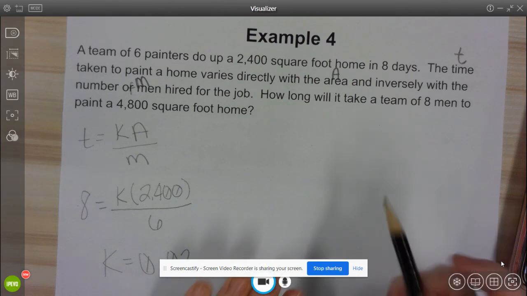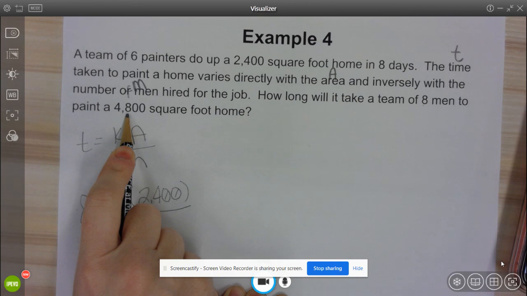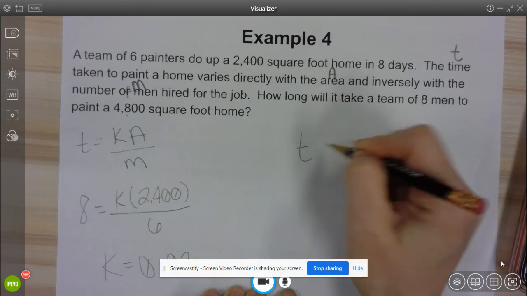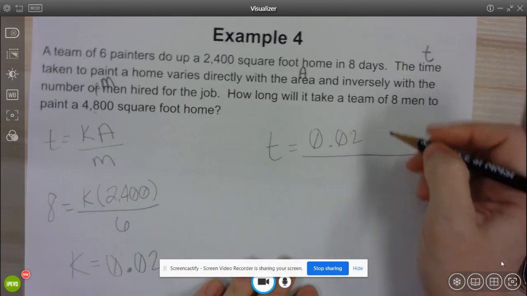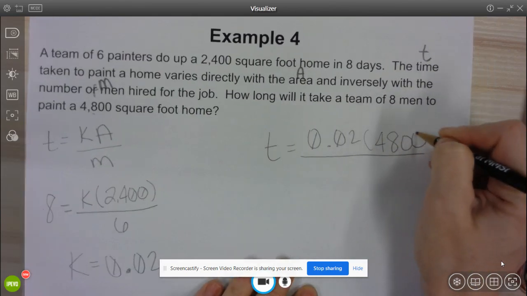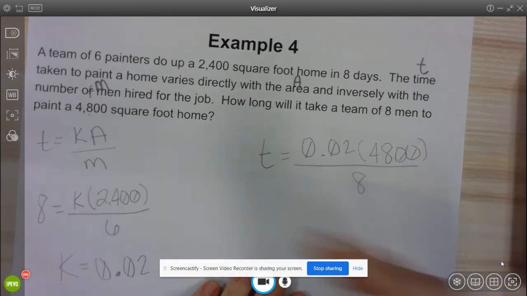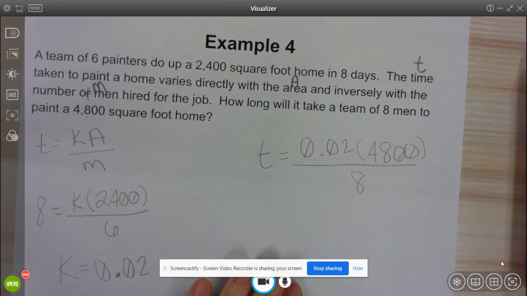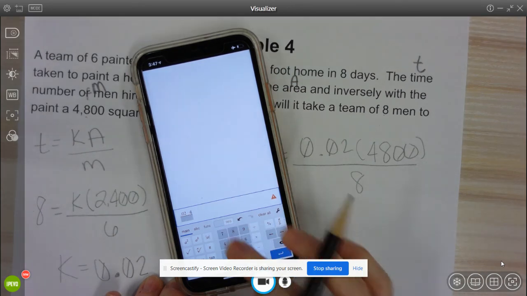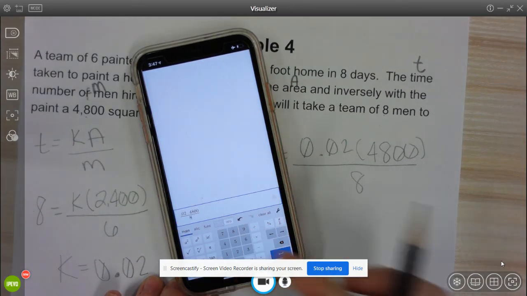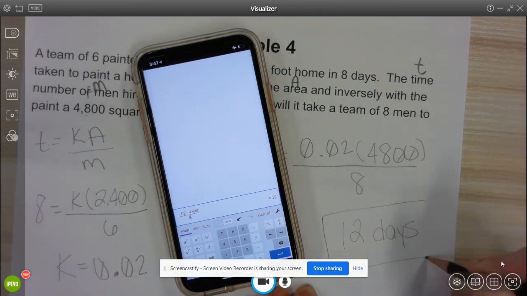So now I'm increasing it to 8 men for 4,800 square feet, and our goal is to find the time. So I've just substituted in 8 men and 4,800 square feet. 0.02 times 4,800 square feet divided by 8 men gives us 12 days that it would take.